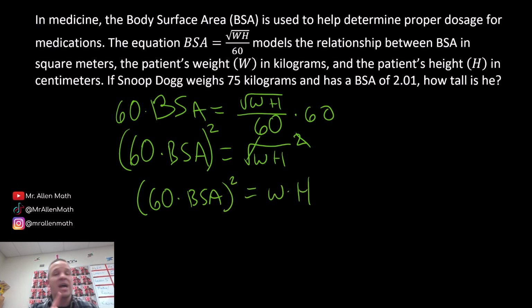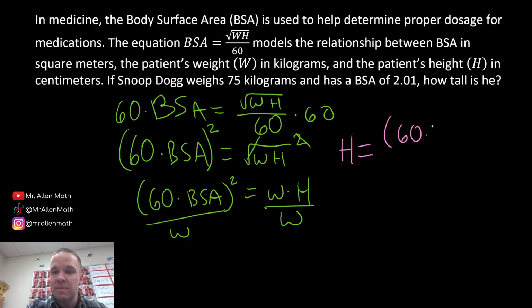What's my last algebraic step that I got to do here? I'm going to divide by W to get H on its own side. So now I have this fancy new equation. It's going to be H equals, and then in parentheses, 60 times my BSA squared, all that squared, over W.